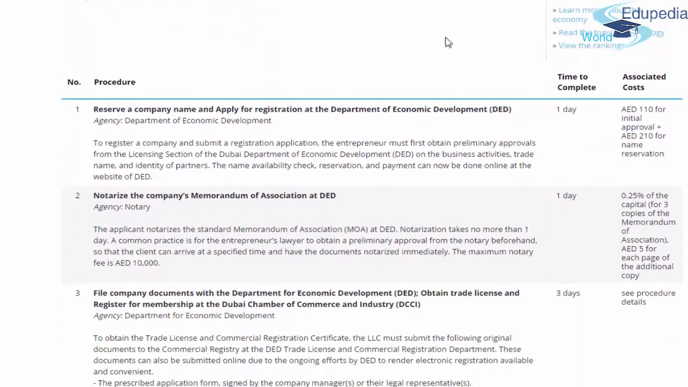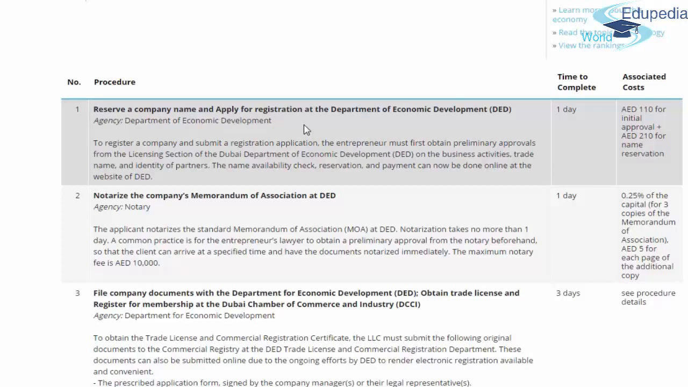Procedure: reserve a company name and apply for registration at the Department of Economic Development. To register a company and submit a registration application, the entrepreneur must first obtain preliminary approvals from the licensing section of the Dubai Department of Economic Development on the business activities, trade name, and identity of partners. So for Scrumptious Indulgence, I would be submitting my name, any partners associated, and describing the nature of my business: a food business that deals with cakes and baked items.